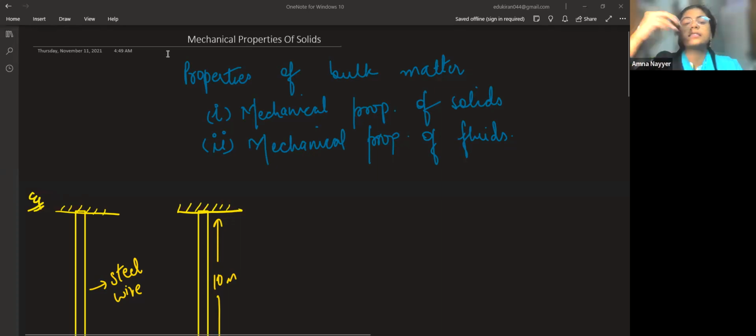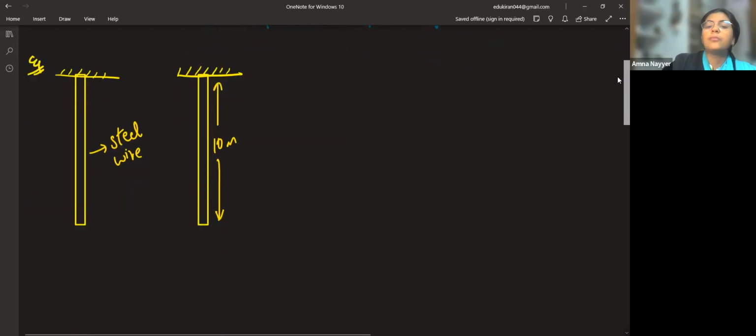All right, class. In mechanical properties of solids, that is your chapter 9, and next fluids is your next chapter. Fluids is a very lengthy lesson. It will take a lot of time. Anyways, let's start with mechanical properties of solids.